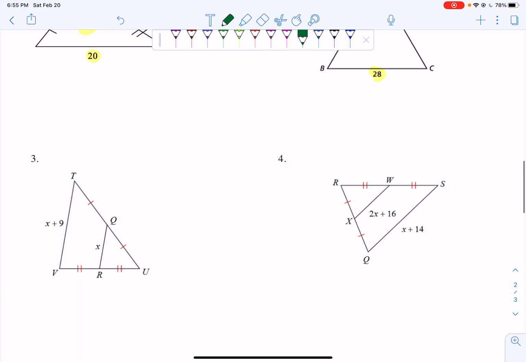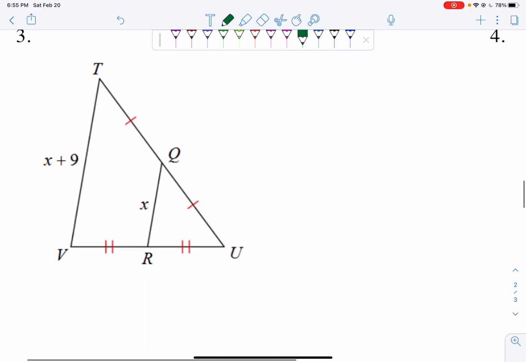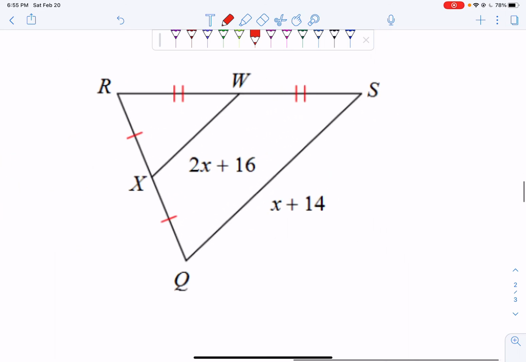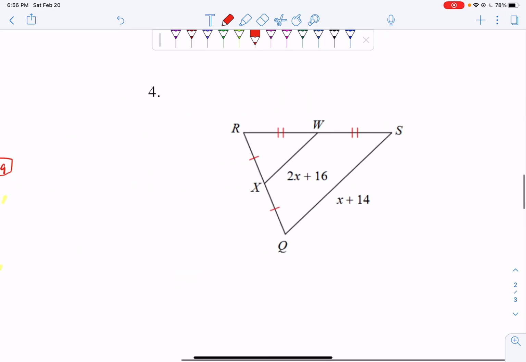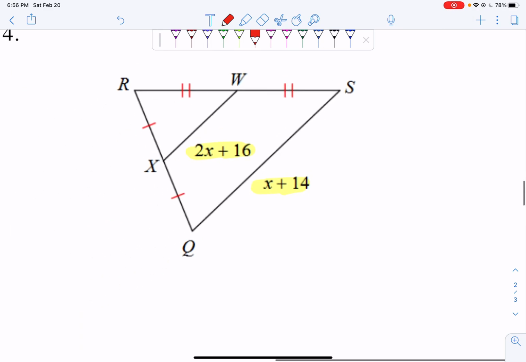Let's look at the next one. My midline or my mid-segment is x. My base is x plus 9. So I just do 2 times x equals x plus 9. That's your final answer. Our next example. My midline is 2x plus 16. My base is x plus 14. I double that midline and set it equal to my base.